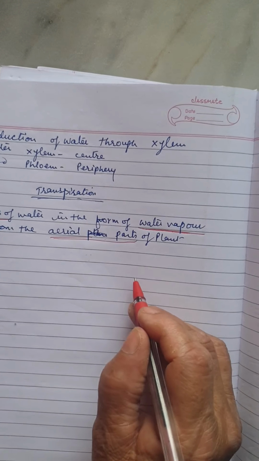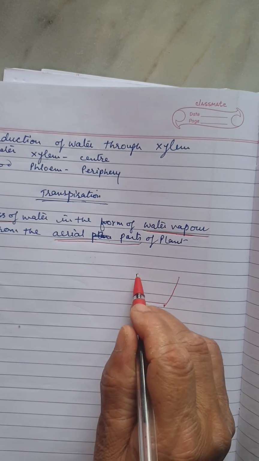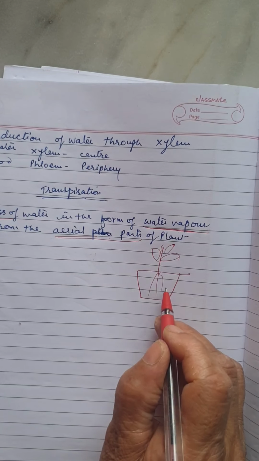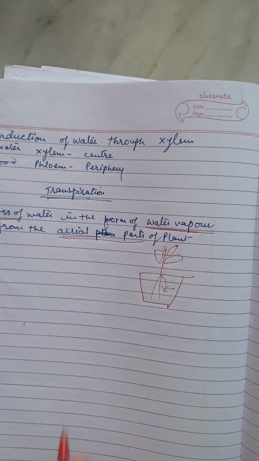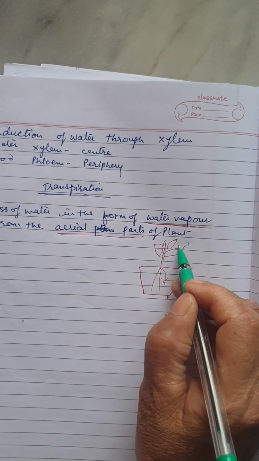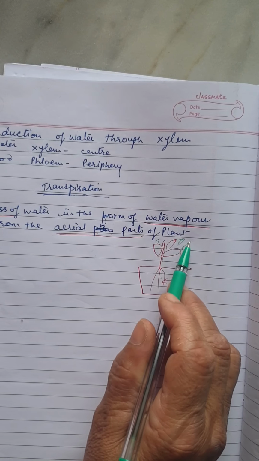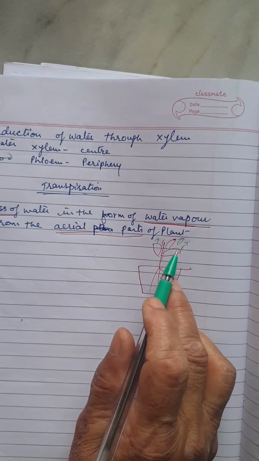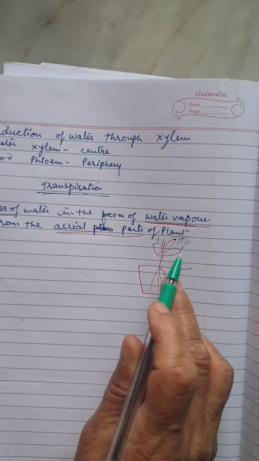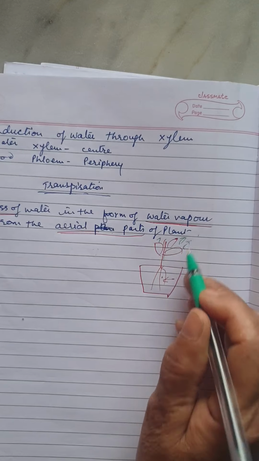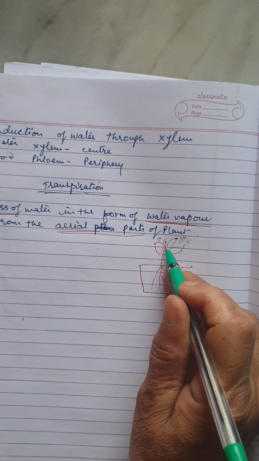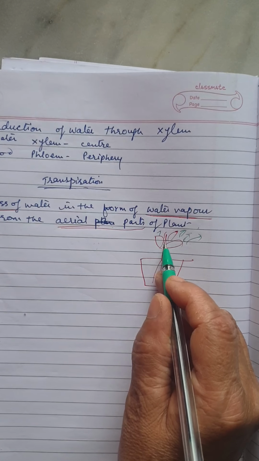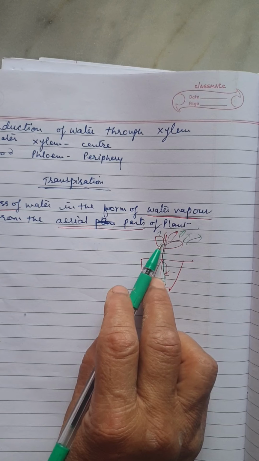For example, this is the plant. Here the leaves are there, the roots are there. The root absorbs water, it is carried in the upward direction, and lost from the leaf. When the water is lost from the leaves, a force is created, like when we suck a cold drink from the bottle. The more we suck, the more cold drink moves upward. When transpiration takes place, more water is carried in the upward direction.